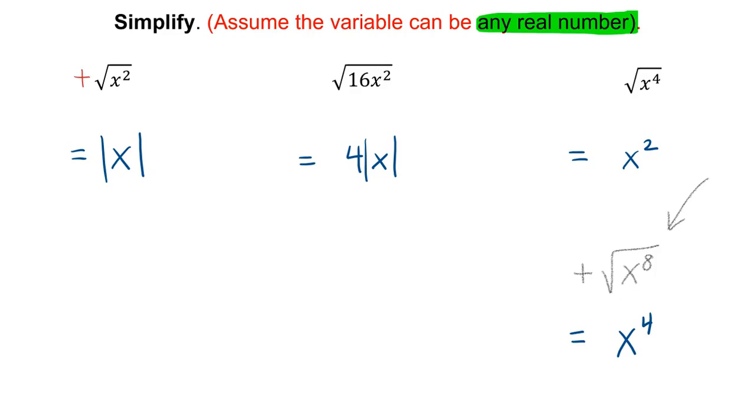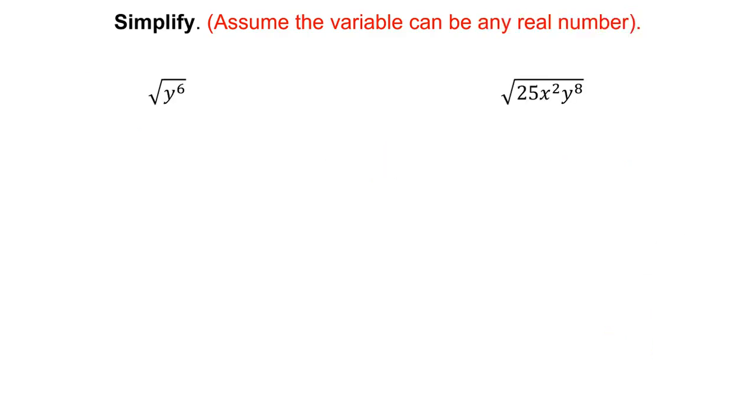Whenever we find the square root of an algebraic expression, we only need absolute value bars around variables that have odd exponents, not even. Because if we have even exponents, those expressions are guaranteed to be positive. Let's look at this example. And again, our instructions are very important. Here we're asked to simplify these radical expressions, and we are to assume that the variables can be any real number, which again means they could be positive or negative.